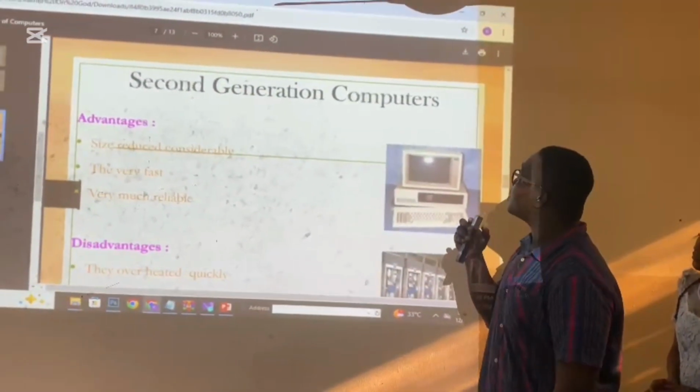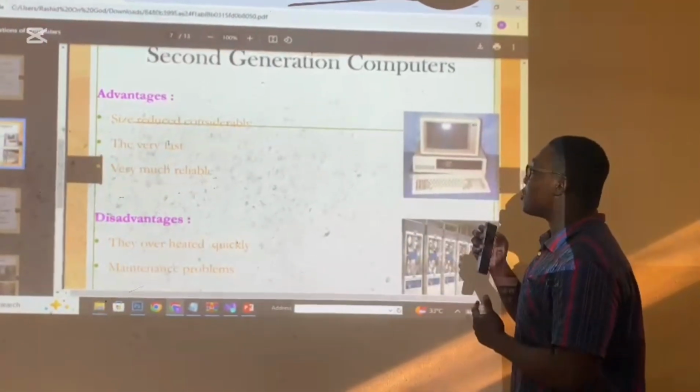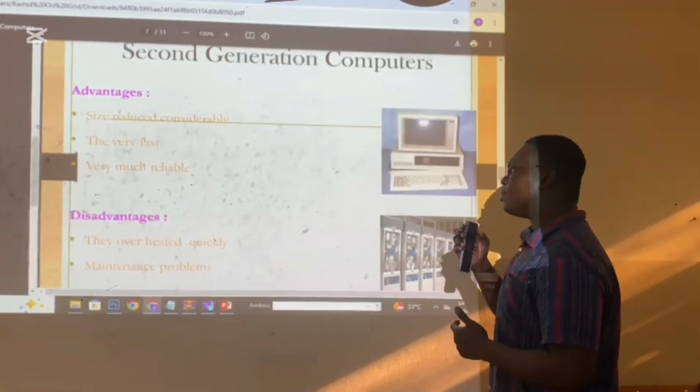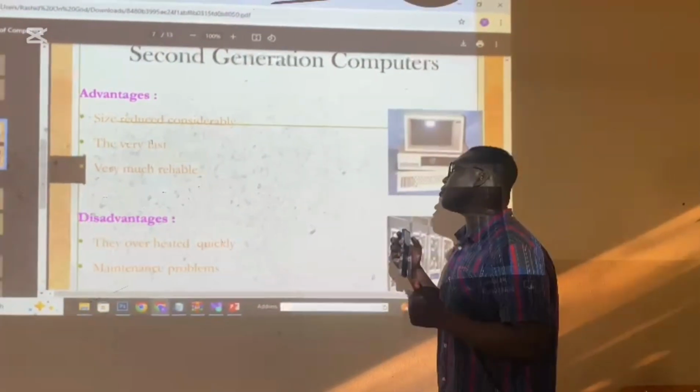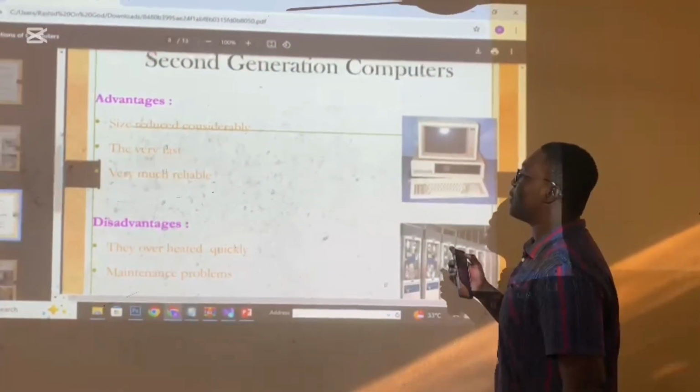From the second generation computers, the advantages were that the size was reduced, they were very fast, and they were very reliable. The disadvantages were that they still heated quickly and they had high maintenance problems.